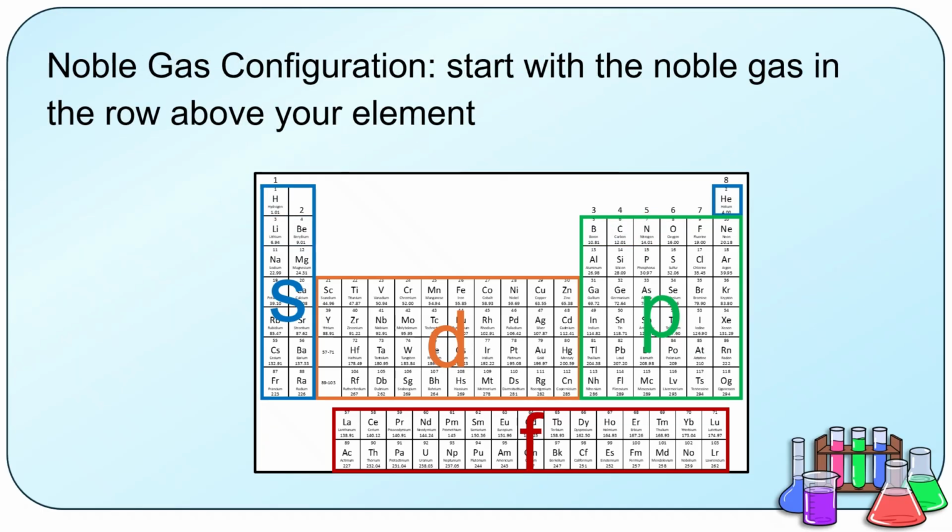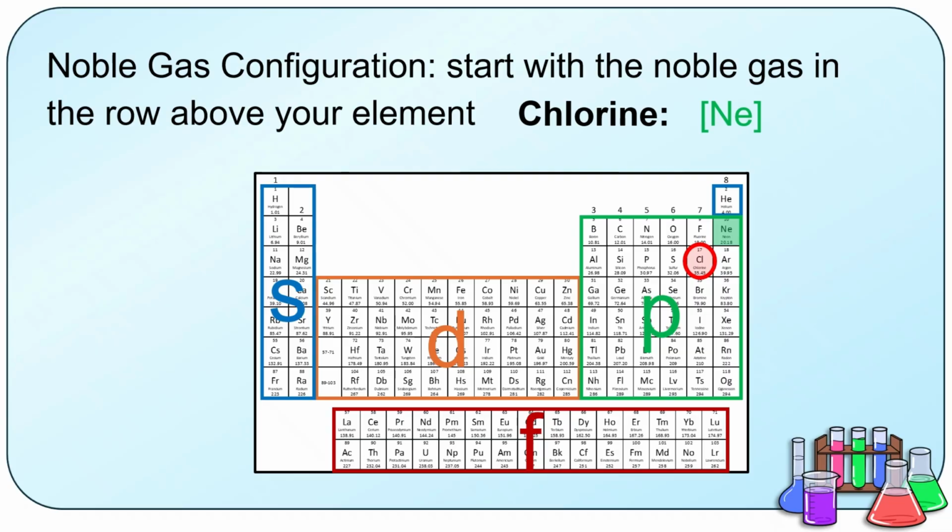What you do is you start your electron configuration with the noble gas in the row above. Let's do chlorine as our example. Here's chlorine on the periodic table. We'll go to the row above and find the noble gas, which is neon, so I'll start by writing the symbol for neon in brackets. Then I continue my electron configuration as usual.